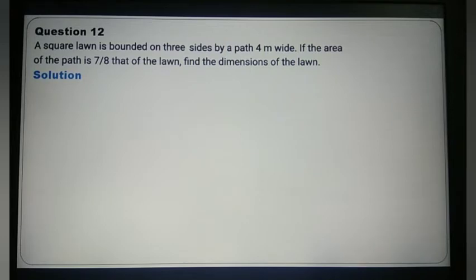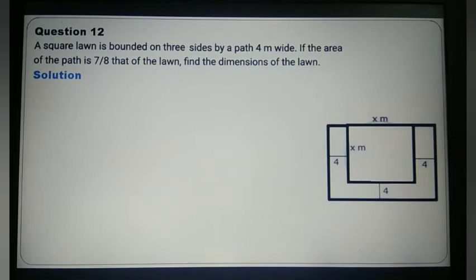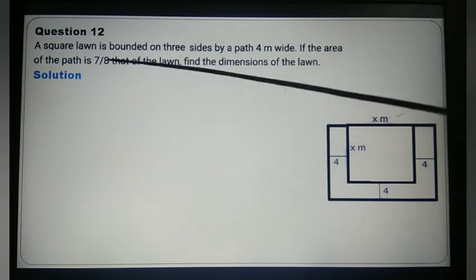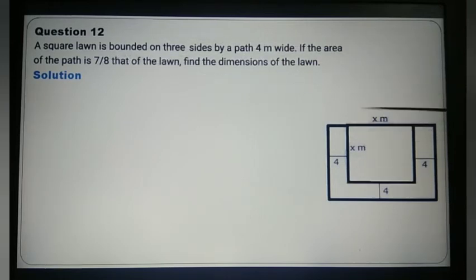Okay, so again there's a case of a square lawn bounded on 3 sides by a path 4 meters wide. We'll try to understand this using this diagram. So there's a square lawn, this one, which is bounded on 3 sides by a path. This represents a path and this represents a square lawn, and the width of the path is given to you as 4 meters. If the area of the path is 7 by 8 of the lawn, find the dimensions of the lawn.